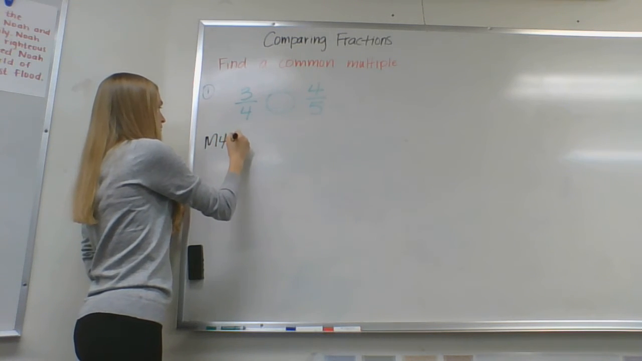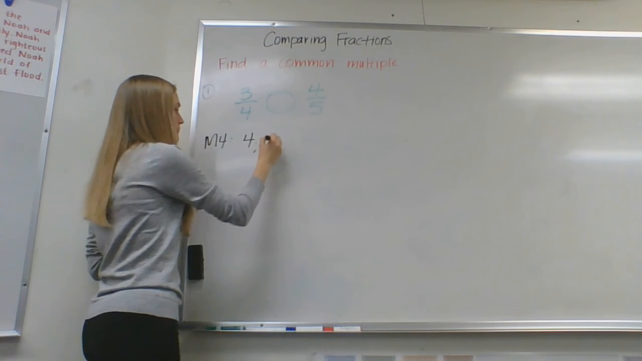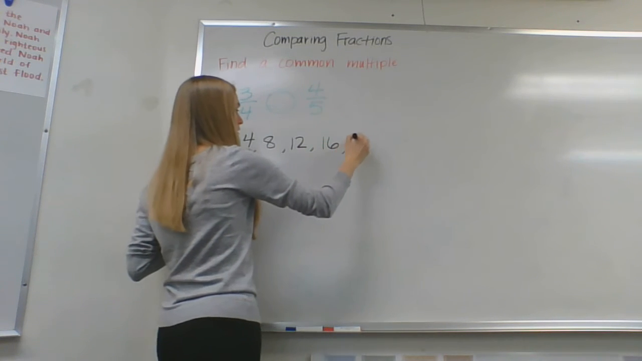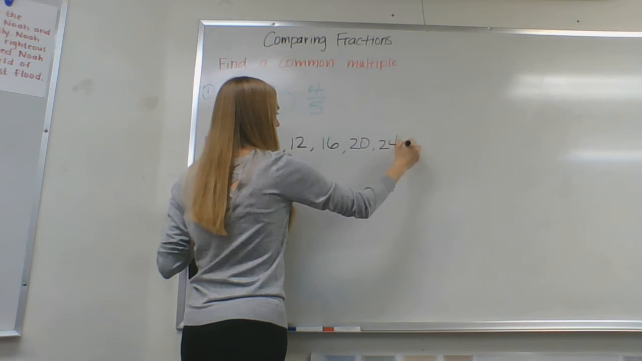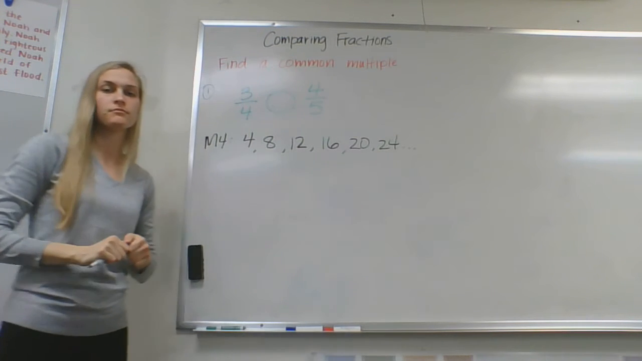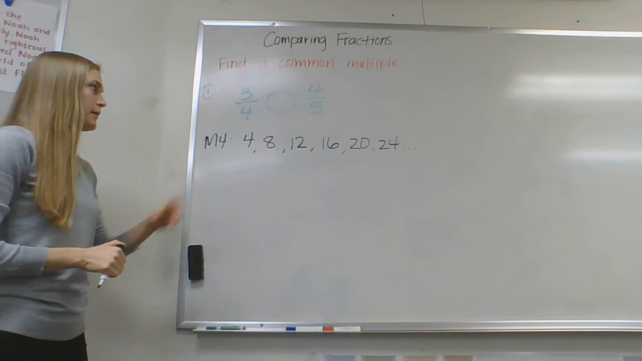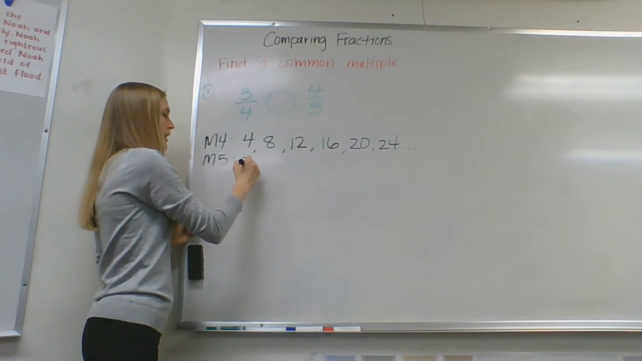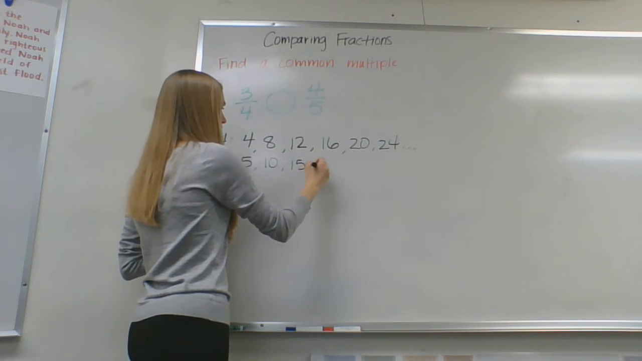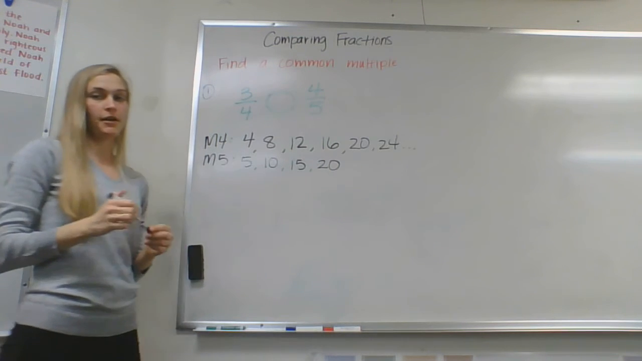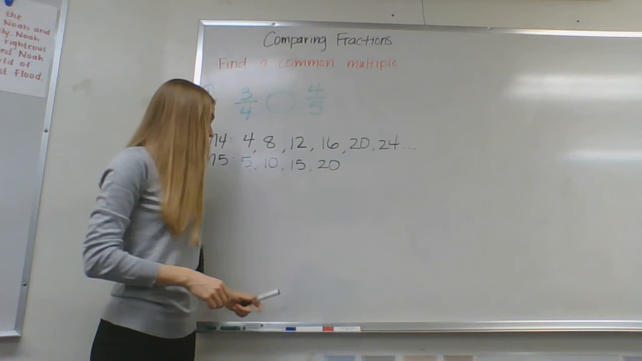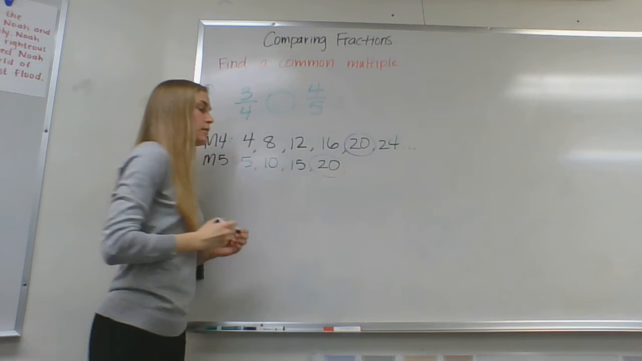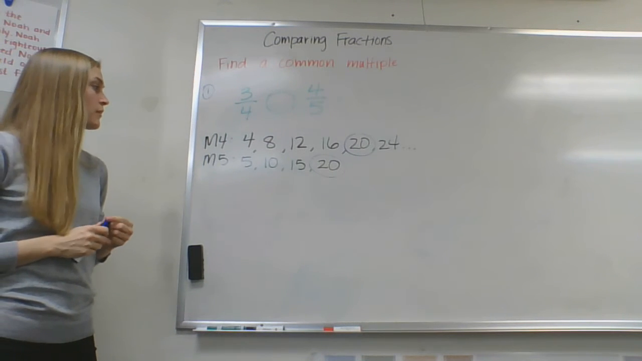So the multiples of 4, count by 4s. We have 4, 8, 12, 16, 20, 24, and so forth. All right, now we need to see what the multiples of 5 are. We got 5, 10, 15, 20. And I can stop there at 20 because I see there's a 20 right here. And that would be our common multiple, 20.